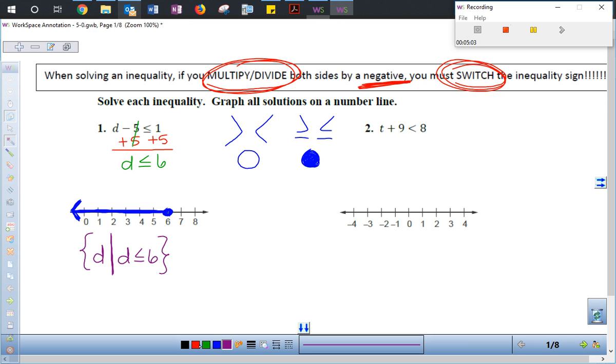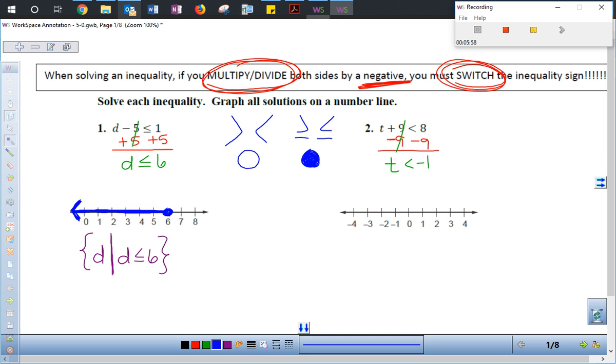Let's try it again on number 2. I want to solve for t. The variable needs to be on the left side. The constants need to be on the right. So the variable's already on the left side, which is good news. Now let's subtract 9 from each side to get the constants over to the right. So these 9's cancel out and bring me down t. Now I did not multiply or divide by a negative number, so the sign stays the same. It's going to stay pointing to the left. Now I'm going to take 8 minus 9, and I'm going to get negative 1.